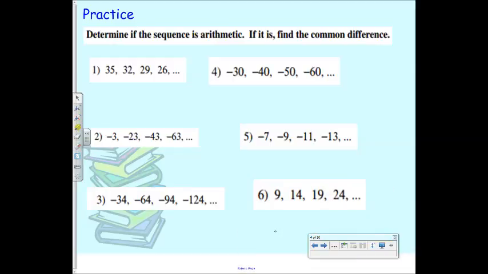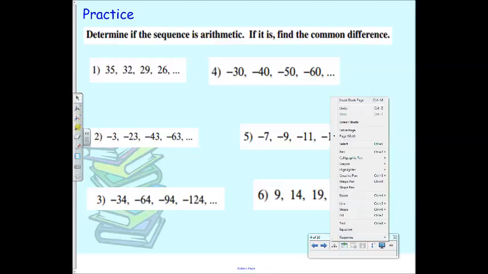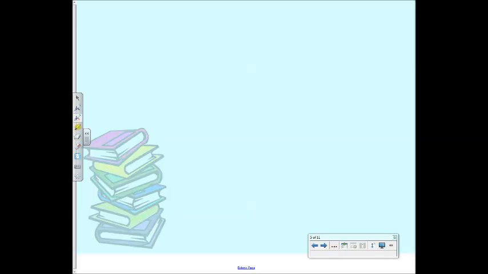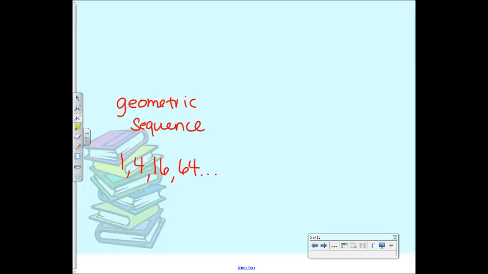Okay, so arithmetic sequences increase by a common difference. If they're going to increase by a common difference, that means we're talking about going up by addition or subtraction only. If it increases by multiplication or division, we call that a geometric sequence. So a geometric sequence would be like, what is this increasing by? Times 4. Okay, so this is a geometric sequence because it's increasing by a multiple of 4. So it's multiplied by 4 to go from one to the other.